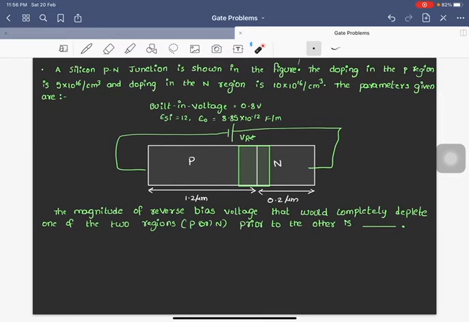But you may think that because it is 0.2 micrometer N region and P region is 1.2 micrometer, N will be depleted first. But remember, that will not be the case at all times, because the depletion width extension in any of the regions depends upon the doping of that region relative to the doping of the other region. Suppose the N region doping is very high, many orders higher when compared to P region, then there is a chance that this 1.2 micrometer will be completely depleted ahead of the N region 0.2 micrometer.